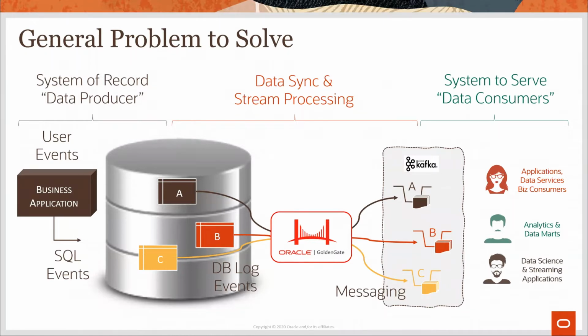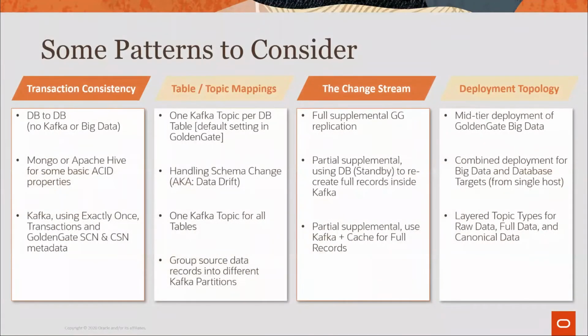So in this section of the presentation, I will touch on a number of patterns that we see our customers working with to accomplish their objectives. We're going to take a look at how to preserve transaction consistency across these environments. We're going to look at different approaches for table and topic mappings. We're going to take a look at how to work with change streams across a change data capture framework into a messaging framework like Kafka. And then we'll take a brief look at the end, I'll probably move through fairly quickly, around different physical deployment topologies that we see for running GoldenGate with Kafka and how that might typically look as a hosted framework.